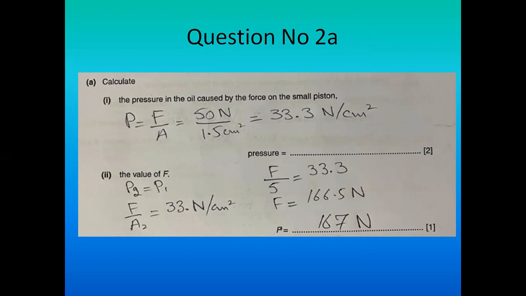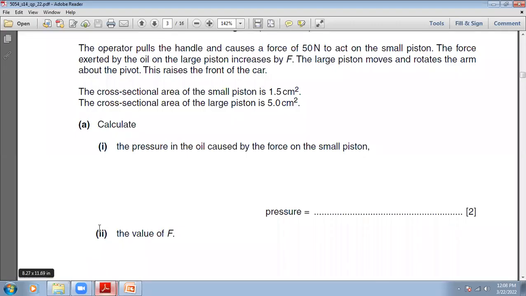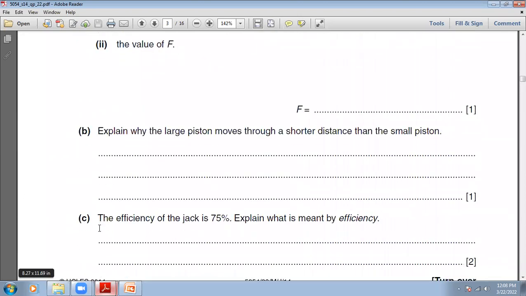Or you can take it as 33. So F divided by 5, because A2 is 5 centimeters square, the area of the larger piston. So F will be 5 multiplied by 33.3, and you get 166.5 Newton. This is approximately 167 Newton. So the force F on the larger piston will be 167 Newton. Hopefully you understand. Okay, so we are done with this question.